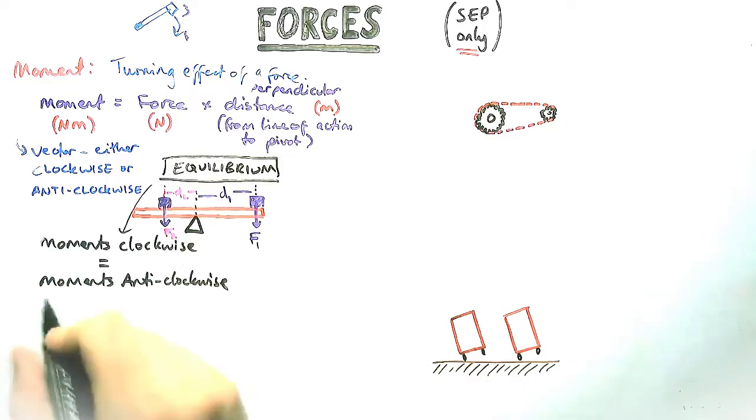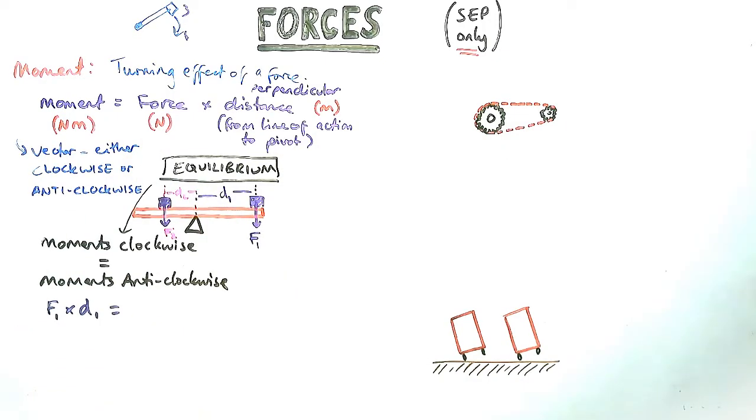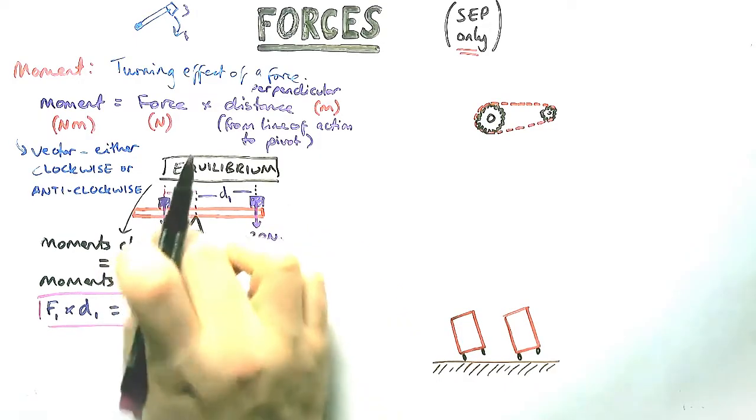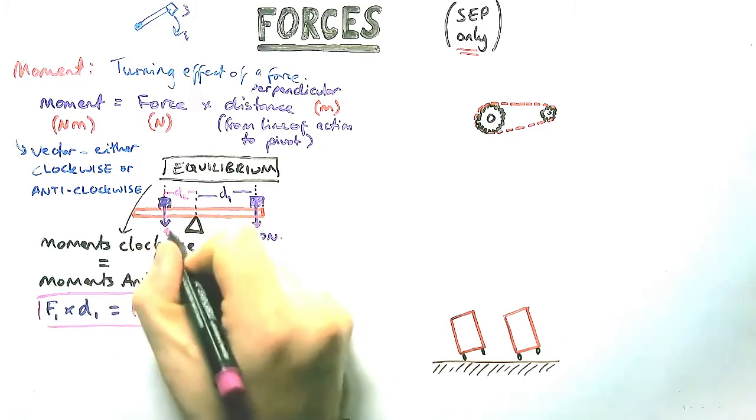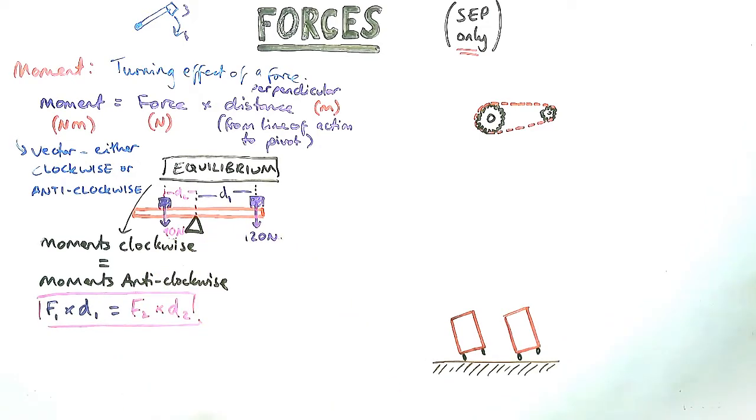So what this equation means is that if I multiply F1, force 1, times the distance D1, it would equal the other side. That will equal F2 times D2. So the clockwise moments equal the anti-clockwise moments on my diagram. Let's put some numbers in just to see how we would solve these kinds of equations. Let's say F1 is now 120 newtons and F2 is 90.